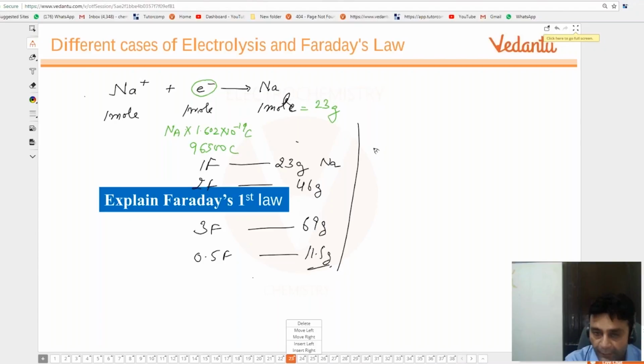Okay. Now I can say the mass deposited is directly proportional to the charge given to it. More the charge I give, more the mass deposited. And this is the Faraday's first law. This is the statement of the Faraday's first law. That is, mass of the substance deposited at an electrode is directly proportional to the charge given to it. So I say M directly proportional to I into T.